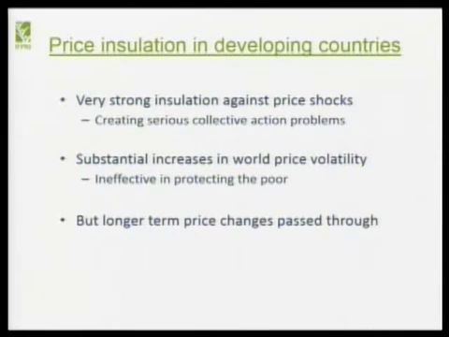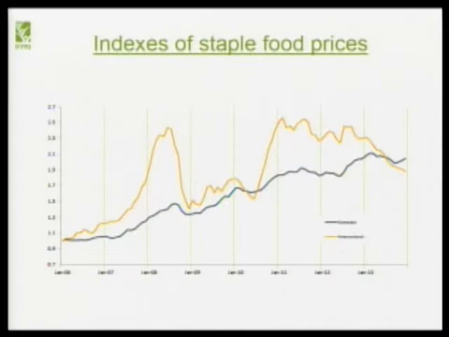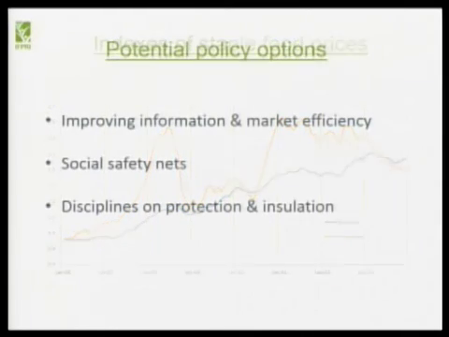So price insulation means very strong insulation against price shocks. That gives you substantial increases in world price volatility, about doubling the size of the shocks, for instance, in the market for rice, Kym Anderson and I found. But longer term price changes seem to pass through. If you look at the key agricultural staples, world prices are much more volatile, domestic prices much less volatile. Seems like a success until you recognize that much of that world price volatility comes from the insulation, which doesn't actually contribute to that lower volatility of domestic prices. So the induced volatility of world prices is a huge challenge.